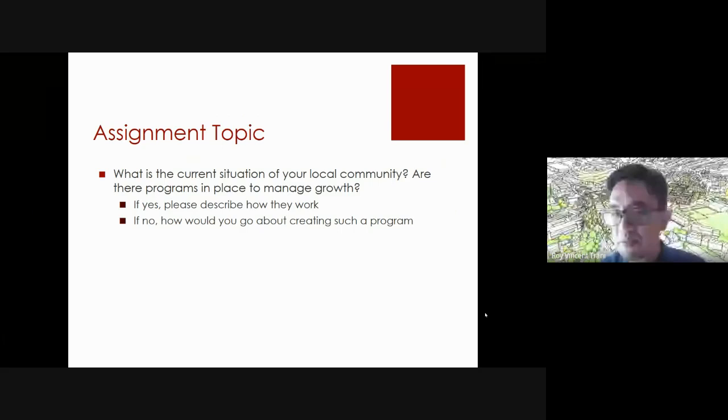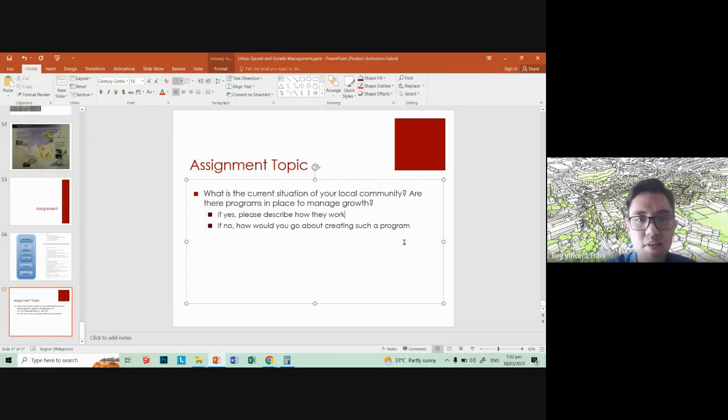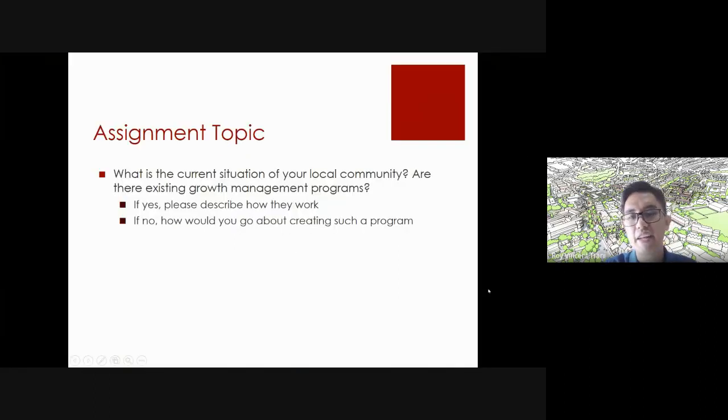Just clarify that later. And then, are there existing growth management programs? Let's call it growth management programs. And then if they do exist, please describe how they work, because in my experience in the Philippines, I haven't really had the time to dig into that. And then if no, how would you go about creating such a program?